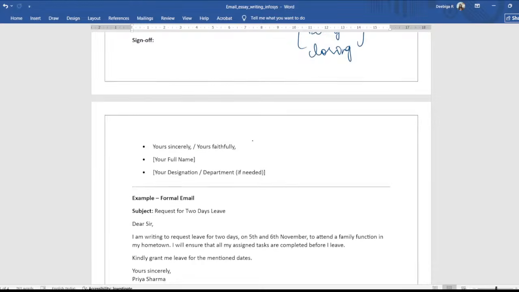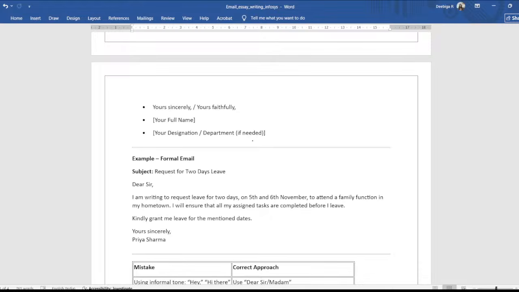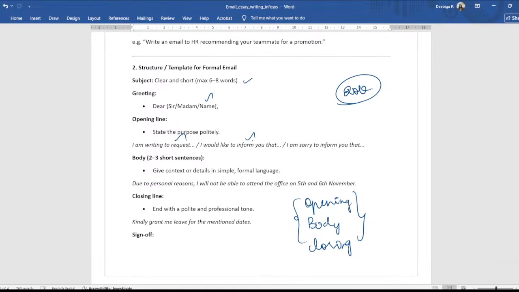Now, let me give you an example. Let's take that you're applying for leave. You're requesting 2 days leave. First, I told you, you have to start with the subject. The subject can be 6 to 8 words long, maximum. I told you, right? The subject part first, and then followed by that you give a greeting.